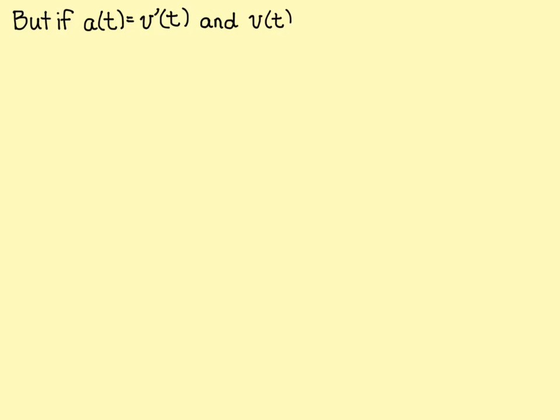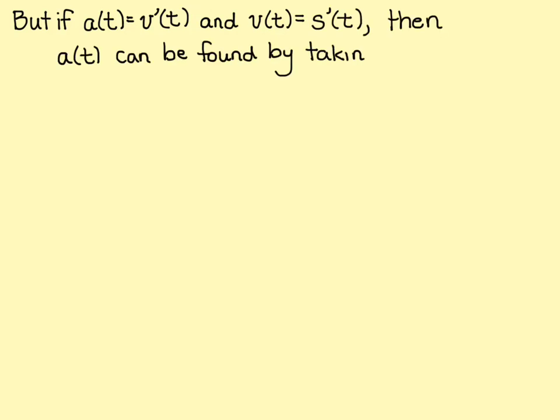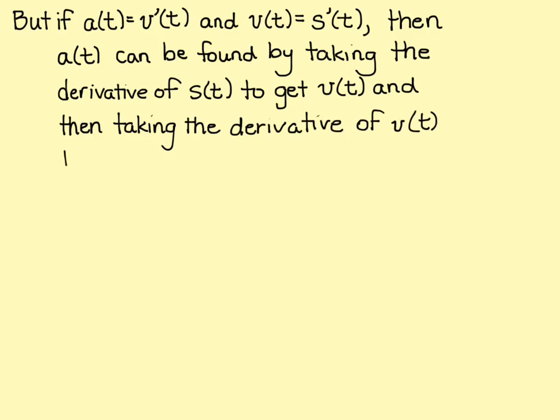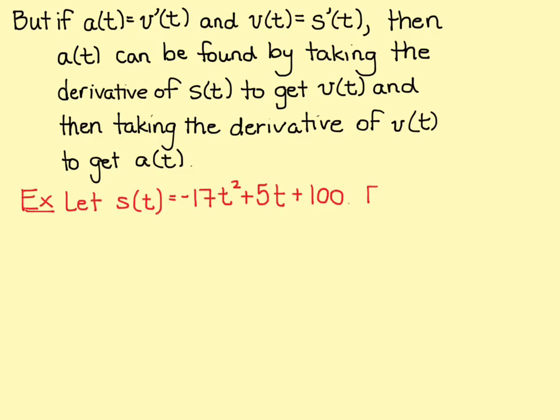But if the acceleration is the derivative of the velocity, and velocity is the derivative of position, then a of t can also be found by just taking the derivative of s of t once to get the velocity, and then taking the derivative of the velocity to get the acceleration. So in other words, we're taking the derivative of s twice. Let's look at an example.